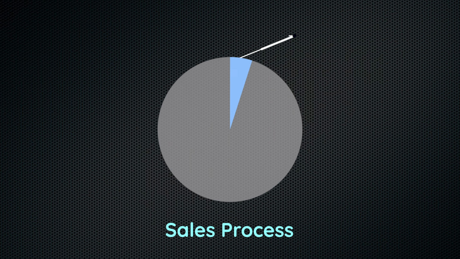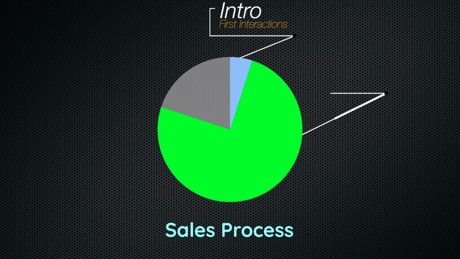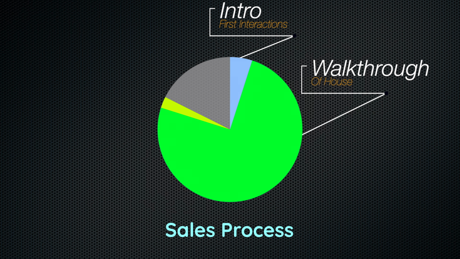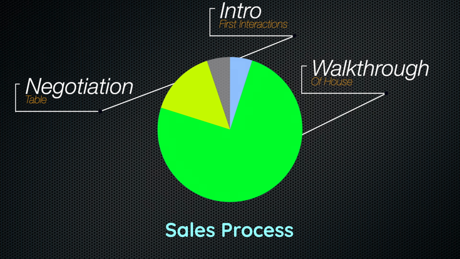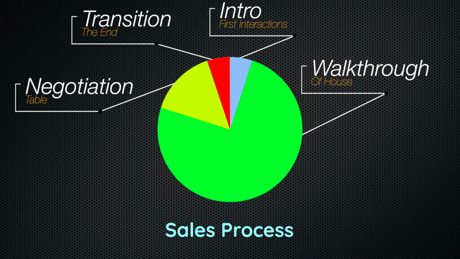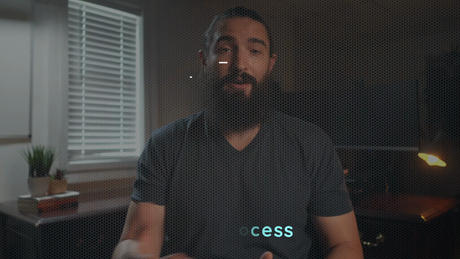Now, we're talking specifically about a sales appointment to buy somebody's house. And the way that I outline the sales process is 5% is what we call the intro. And then 75% of that process is the walkthrough. And then 15% negotiation table. And the last 5% is going to be what we call the transition. Now, notice the different setting here. That's because these are my ideas, not Chris Voss's.